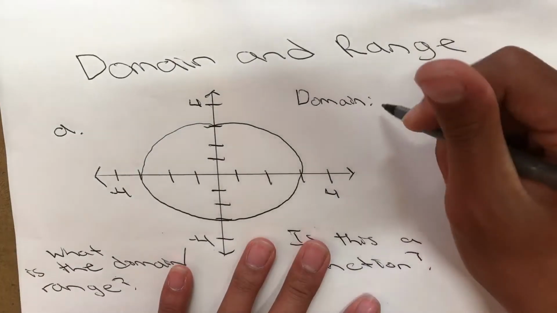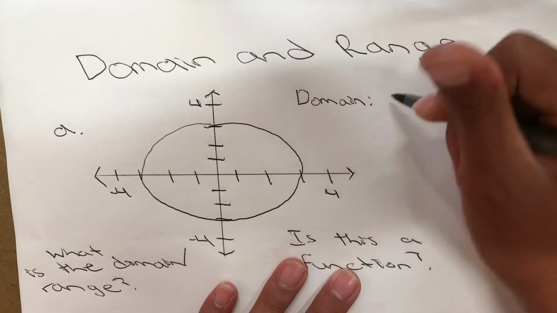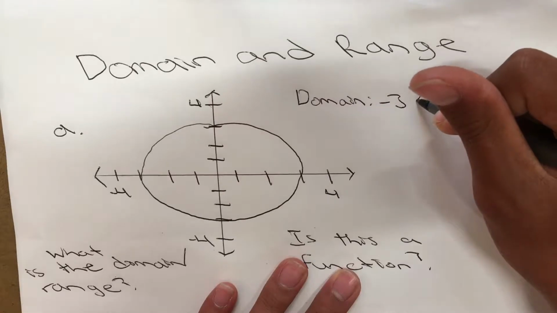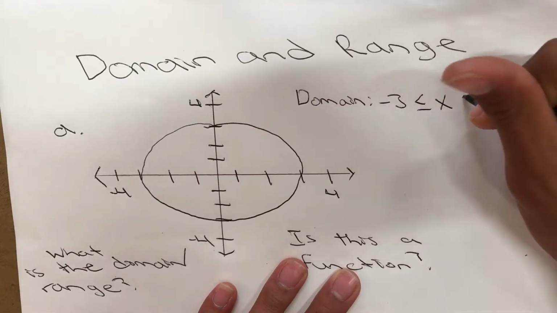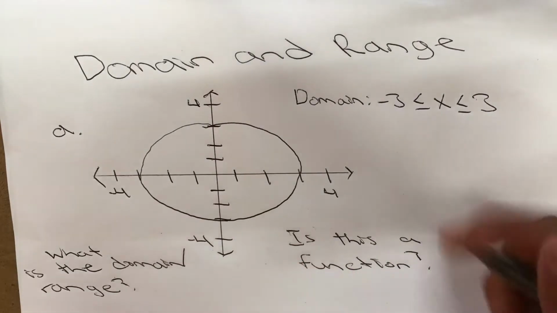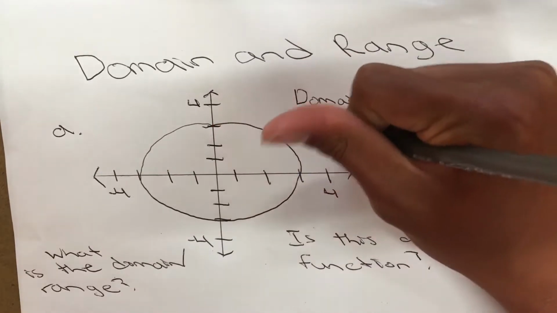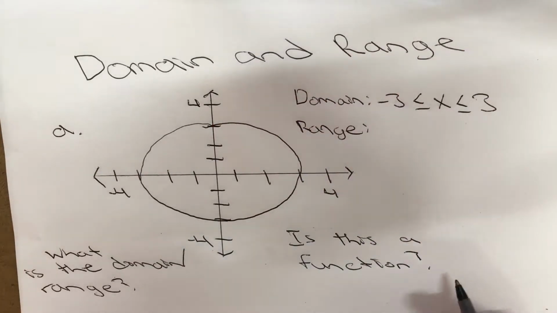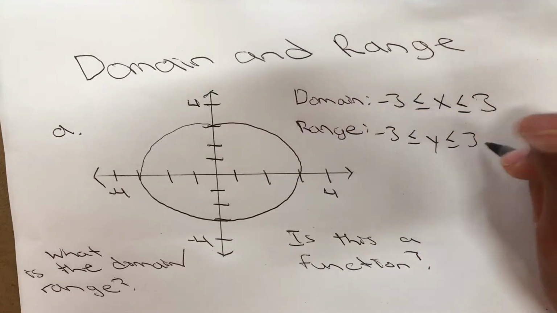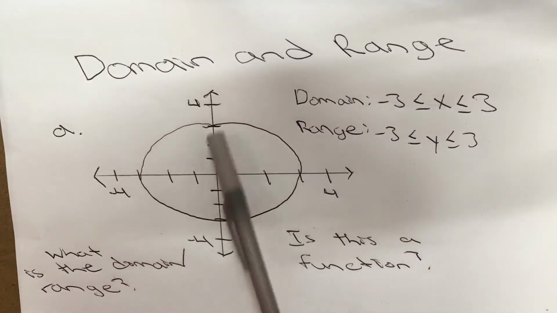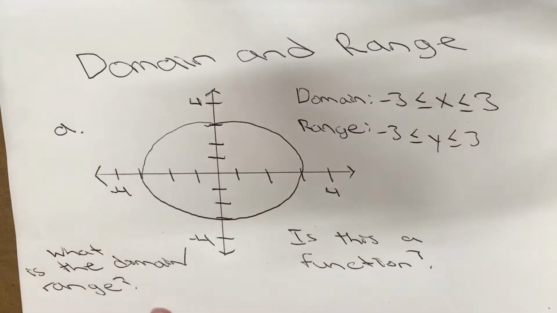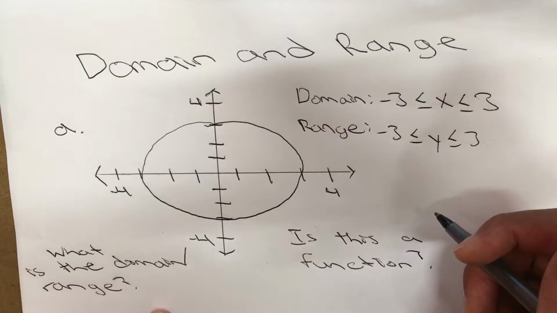For our domain, we can see that our maximum value is 3 on the x-axis and our minimum value is -3 on the x-axis, making our domain -3 is less than or equal to x and 3 is greater than or equal to x. For our range, we can also see that our minimum value on the y-axis is -3 and our maximum value on the y-axis is 3, making our range -3 is less than or equal to y and 3 is greater than or equal to y.